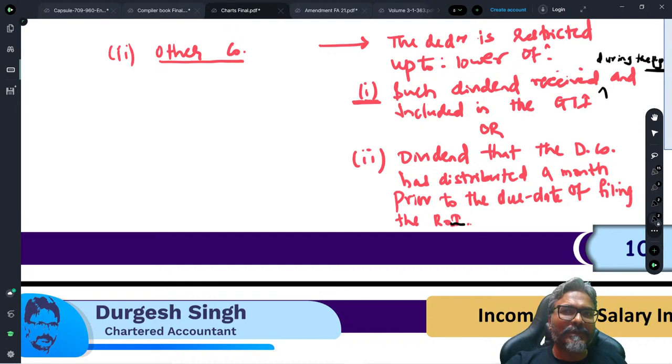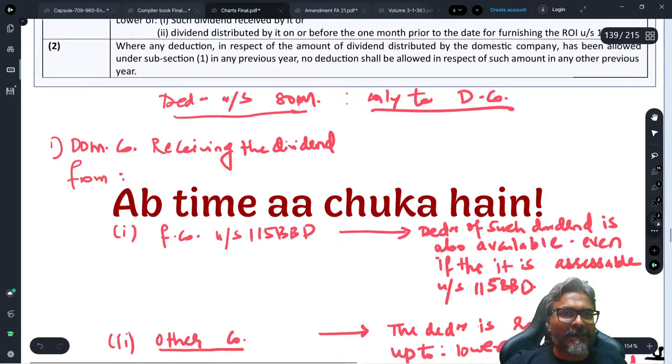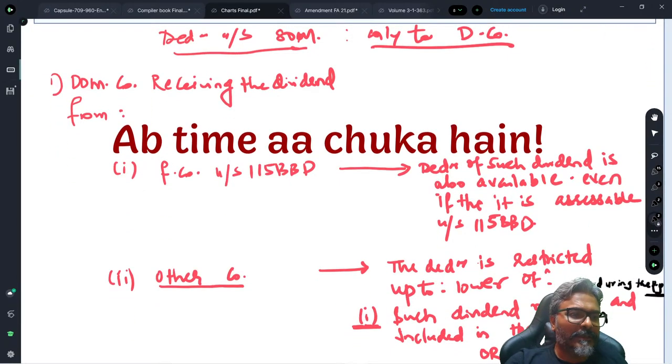Have you completed this one, students? So the dividend is restricted up to the lower of what? Such dividend received during the previous year and included in the GTI, and this would be compared with what, students? The dividend that the domestic company has distributed a month prior to the due date of filing of the ROI. So this is precisely how things have to be looked upon in this context.